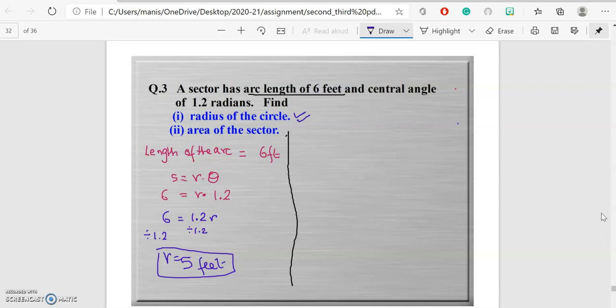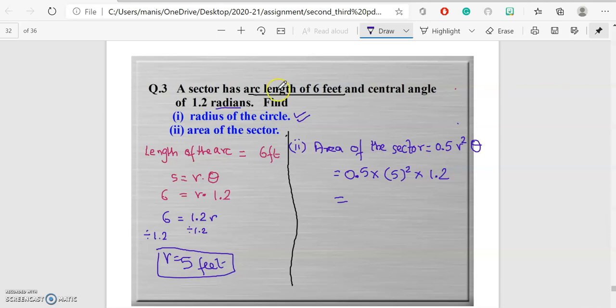Check. So the second part says, find the area of the sector. To find the area of the sector, what I need is first of all the formula 0.5 r square theta. So let's start substituting the values over here. 0.5 times r square is 5 square times theta is what? 1.2 radians. I do not have to change it to anything because it is already in radians.